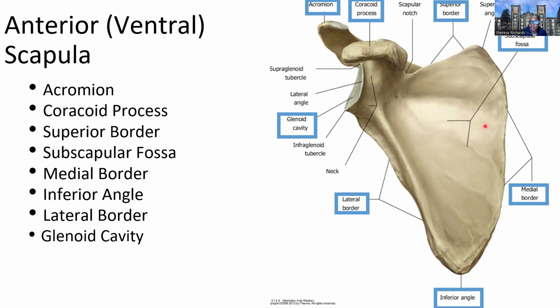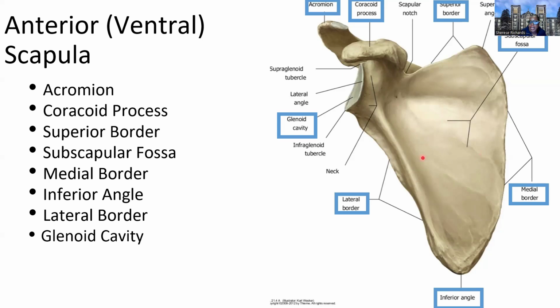The subscapular fossa being all of this space anterior to the scapula. So this is the space that sits between the chest wall posteriorly, so the back of the ribs really, and the scapula itself. So this surface comes right up against the body wall. Okay, this is called the subscapular fossa.